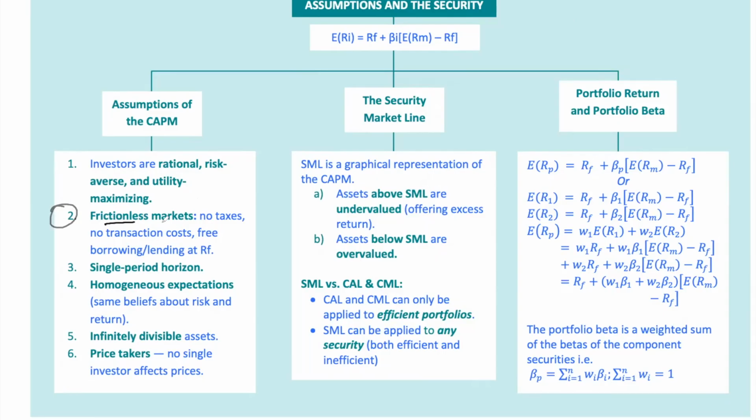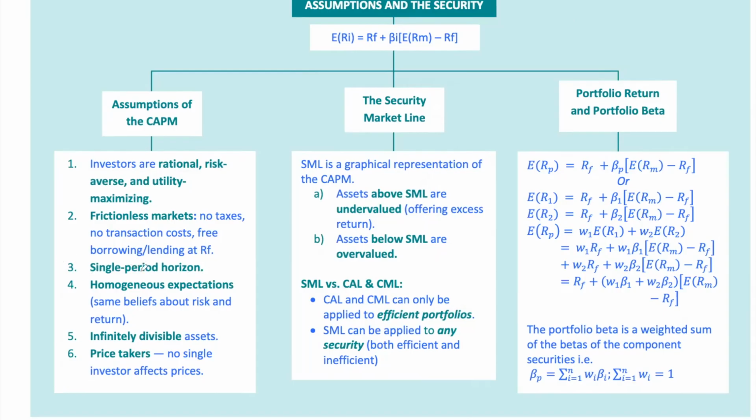Next, frictionless markets. Yes, the fantasy world where there are no taxes, no transaction cost, and you can borrow or lend at the risk-free rate. Wouldn't that be nice? In real life, there's always some cost, even if it's tiny. But CAPM assumes everything is smooth and free. So, you buy, you sell, you short. No commissions, no bid-ask spreads, no capital gains tax. Pure math paradise.